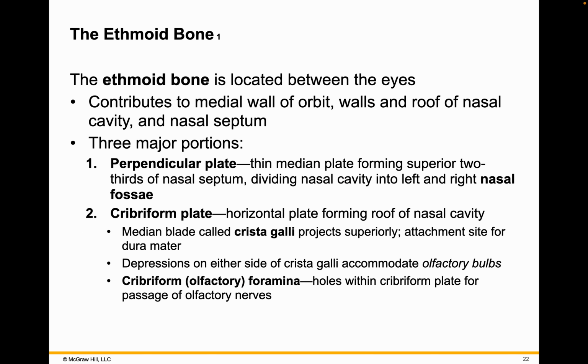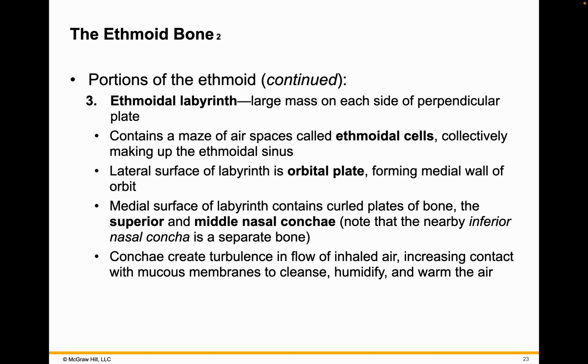The ethmoid bone is located between the eyes. It contributes to the medial wall of the orbit, the roof of the nasal cavity, and the nasal septum, divided into three portions: the perpendicular plate, which contains the nasal fossae, and the cribriform plate, which has the crista galli projecting up, and it's the site of attachment for dura mater. It also contains the cribriform foramina, which are part of the olfactory system, where olfactory nerves come through.